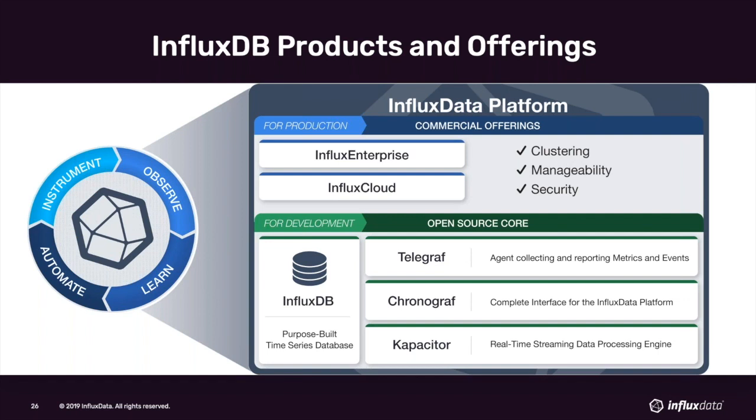We have Kapacitor, which is for real-time streaming data processing. So you can set thresholds and send alerts through monitoring services like PagerDuty, Slack, and then bring that data back into InfluxDB to store as well. And then Chronograf is our user interface for the platform for querying and is packed full of visualization tools, including pre-canned dashboards right out of the box. When you go with something like InfluxDB Cloud 2.0, all of this is just built in and works together. You don't have to think about each individual component. It's all just built into the InfluxDB Cloud platform.